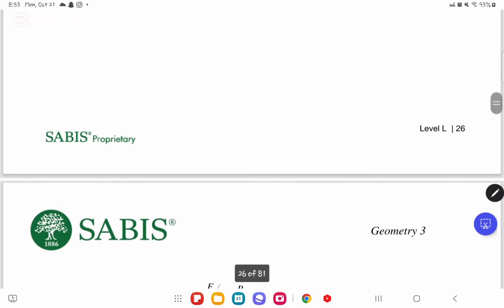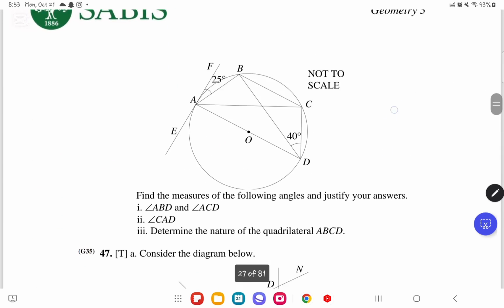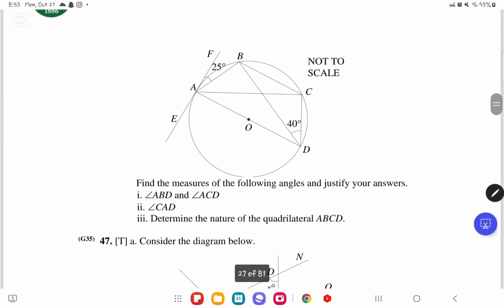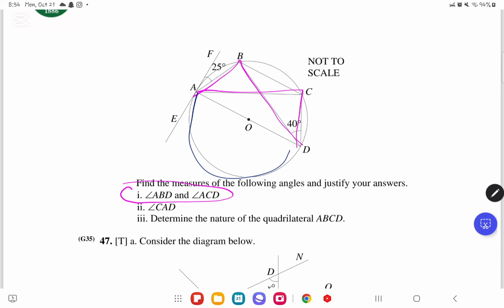Now we have part C. Part C is very nice actually. So we need to find first the measure of the angles ABD and ACD. Very simply, because they are angles that intercept the arc of 180 degrees, they are both 90 degrees.